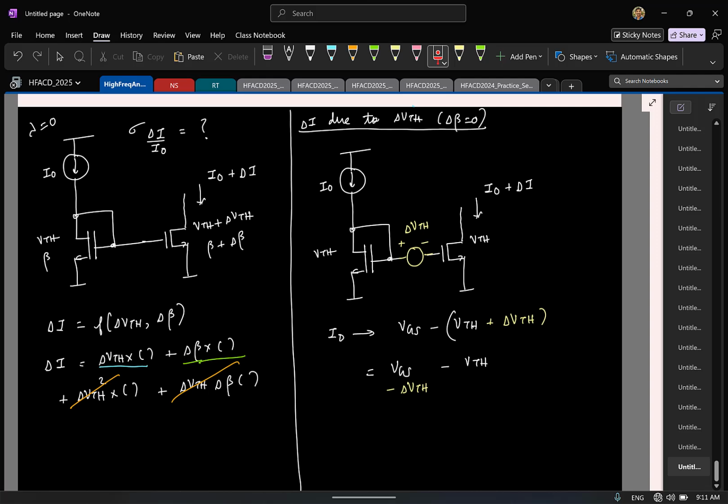So now tell me, if delta VTH is 0, both gates are equal, what is the drain current here? I0. Now what I am saying is the gate voltage of the right side transistor has a small increment minus delta VTH. Then what is the incremental change in the current delta I? Can you be careful? Is it GM times delta I or? Yeah, minus GM times delta VTH.